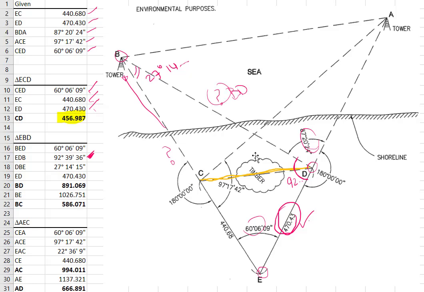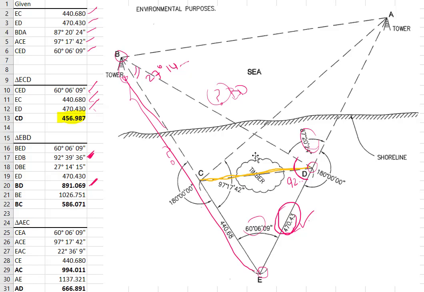So if we apply the law of cosines, BD will be immediately calculated, knowing that we have 470 as the ED distance. Now from the same triangle we can find the length of BE, the whole thing, by this angle which is opposite to it, 92.39.36, and we can also use the same one, this one, 470 with the 27.14.